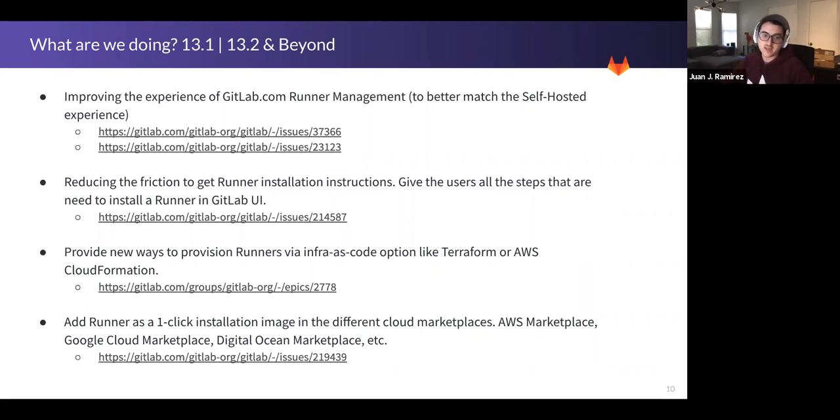We are also working on providing new ways to provision runners, especially using infrastructure as code and things like Terraform or AWS CloudFormation. So that's gonna be another interesting thing. And we're also exploring the idea of having one-click installation images through all the cloud marketplaces like AWS Marketplace, Google Cloud Marketplace, DigitalOcean Marketplace, Azure Marketplace. So that's gonna be another way to make these very frictionless. But this is very complex. I can keep talking about that, but this is more or less the picture that I wanted to give you guys.